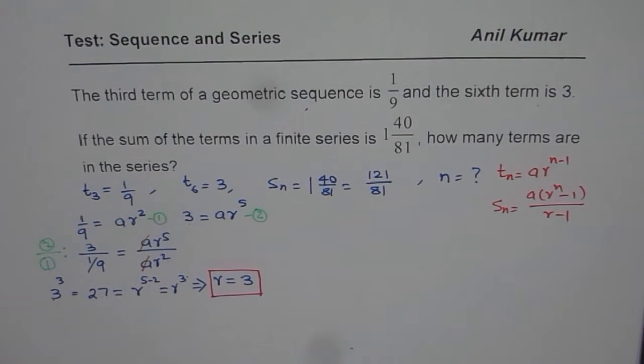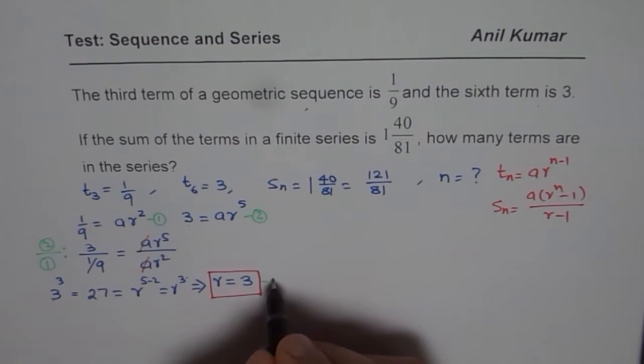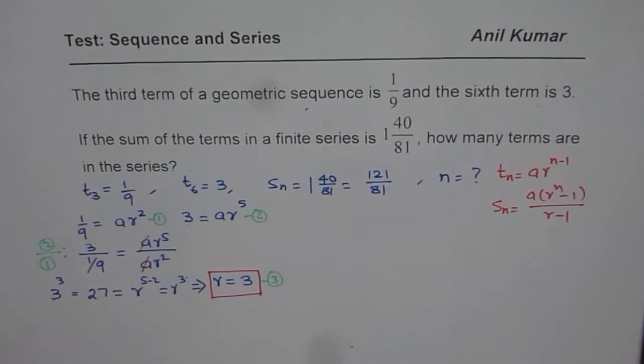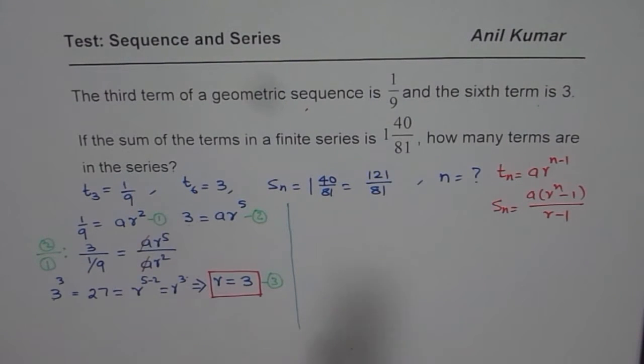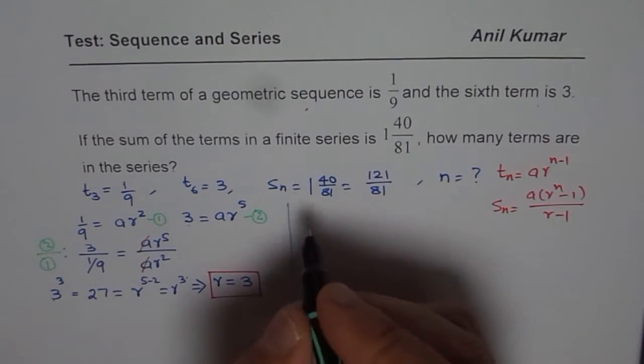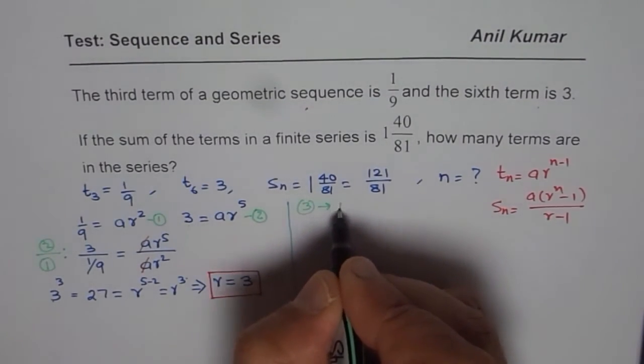Okay, it is good practice to give it a number. Let's say this equation number is 3 for us now. In this case we have already found r, and we are in a position to find a also, since we can use one of these equations. So what we will do is substitute 3 in equation 1, right?